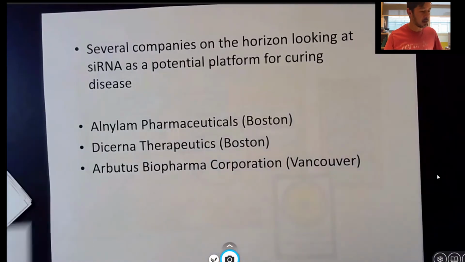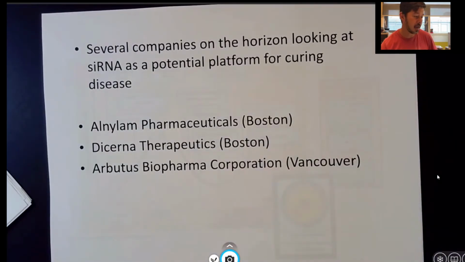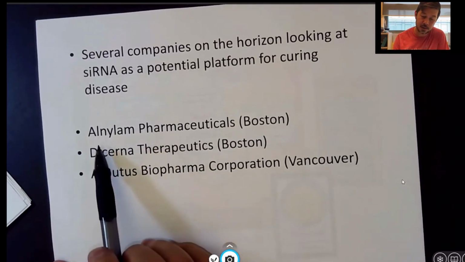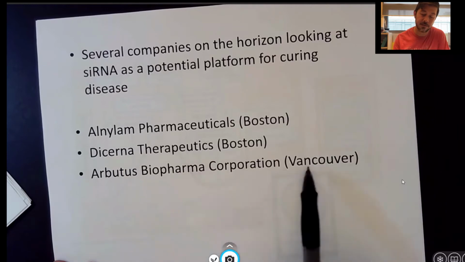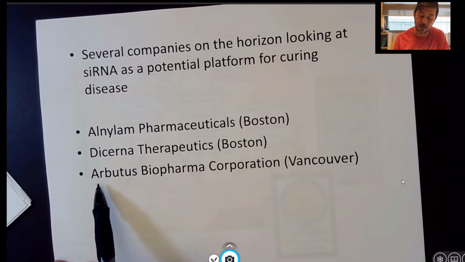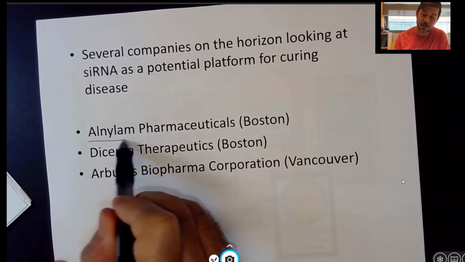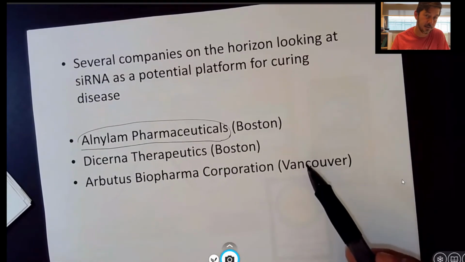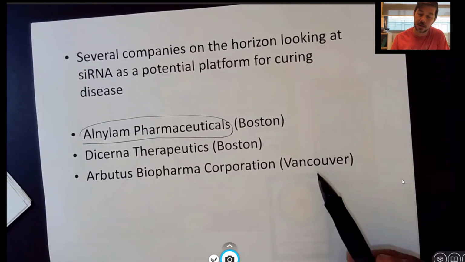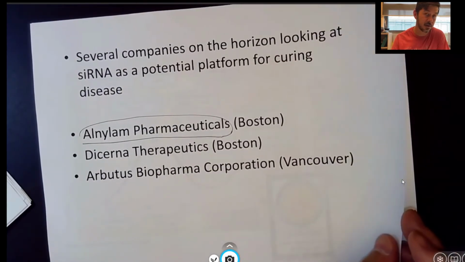There are several companies on the horizon looking at siRNA as a potential platform for curing disease. And this includes companies in mainly the Boston area, some also in California. There's a company in Vancouver called Arbutus Biopharma Corporation, but largely the company here, Alnylam, has been a real driver in siRNA development, and they actually have 2 siRNAs on the market.